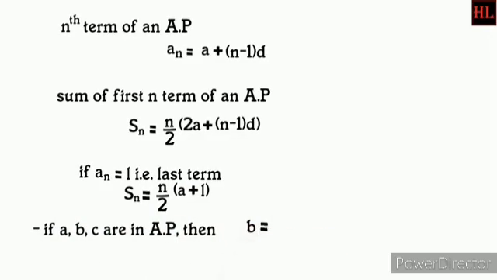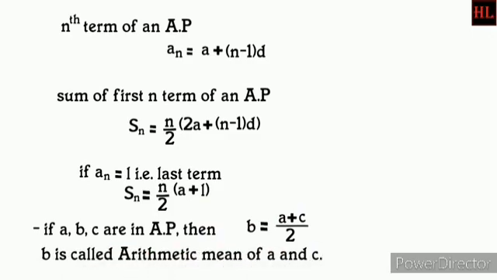If a, b, c are in AP, then you find the arithmetic mean by b is equal to (a plus c) by 2. These are the formulas you are going to use to find the number of terms or sum of the terms in an arithmetic progression. By using these formulas you are going to solve the exercise problems in your chapter.